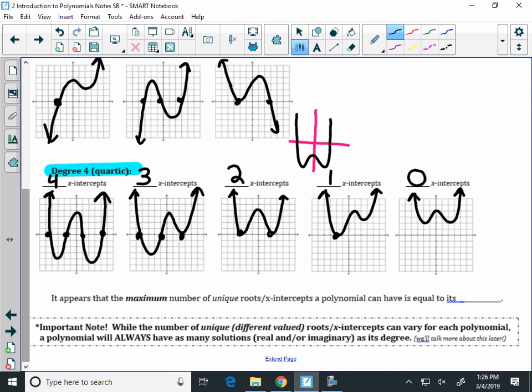So here's the thing. We only looked at X-intercepts here. So it appears that the maximum number of unique X-intercepts is equal to its degree. All right, so the degree tells me how many unique X-intercepts I could have. However, in the box here, the number of roots, so roots are real and imaginary, is totally equal to the degree. So let me show you a problem on the next page.